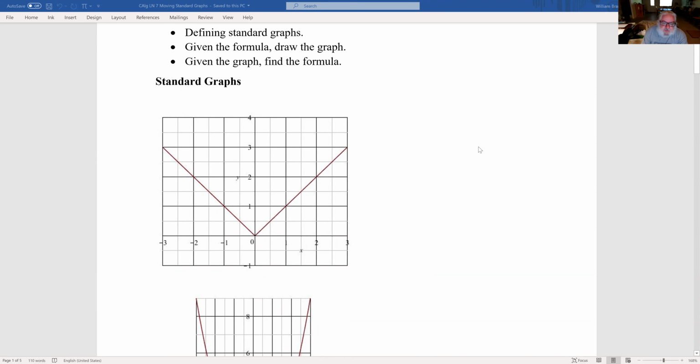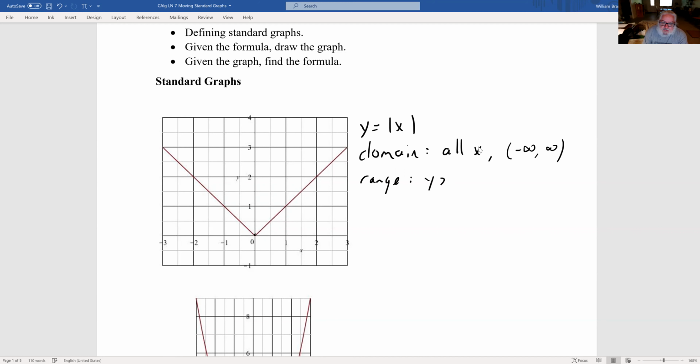This graph is the absolute value graph, y equals absolute value of x, domain all x, which you can write in interval notation like that. Range, well, there's a bottom point to the graph, so it's y greater than or equal to 0, or you could write it as square bracket 0, infinity in interval notation. And there are three special points that we want to keep track of.